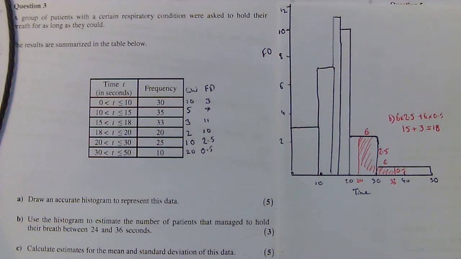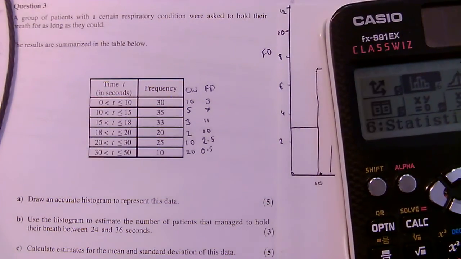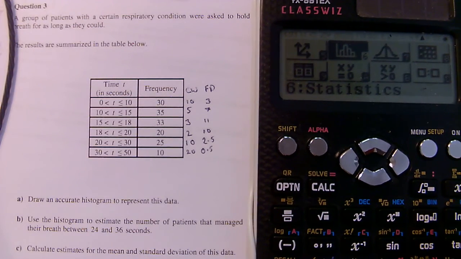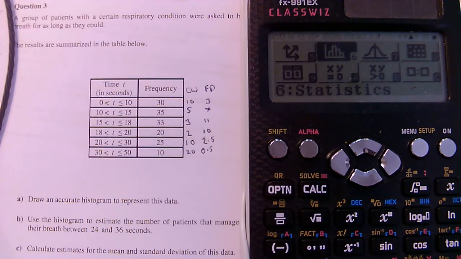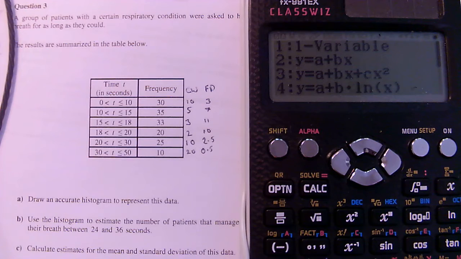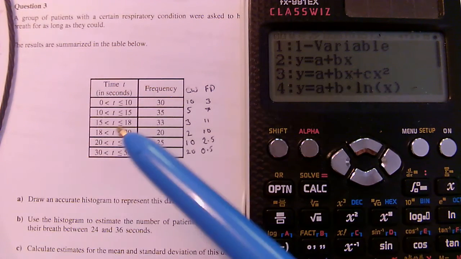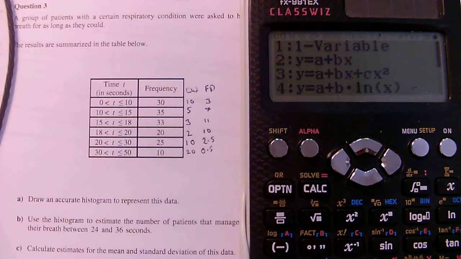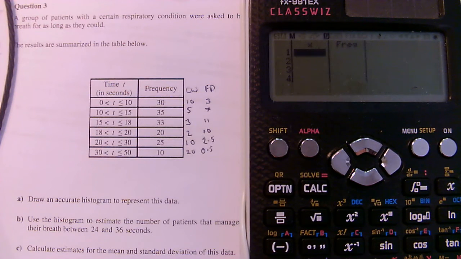For part C, I'm asked to find estimates for the mean and standard deviation of the data. I would do this exclusively by using my calculator, so let's have a look at how we do that. So I'm going to go on my calculator, I'm going to go to the statistics menu, which is menu 6. Now, be careful here. We've got two pieces of information, but there's only one variable. The only variable here is time. Remember, frequency does not count as a variable, so this is a one variable question.